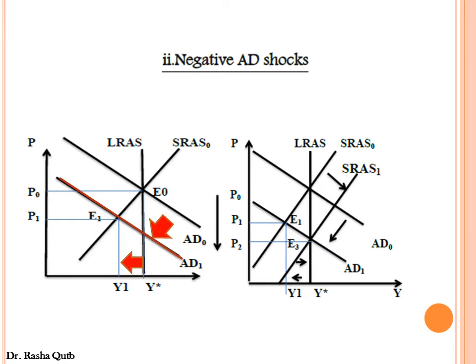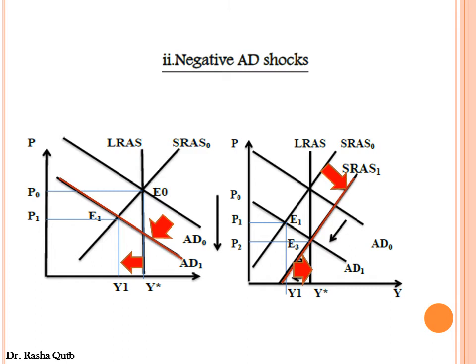The SRAS curve would shift rightward in this case, and the economy would return to the potential level of output, and the gap is removed at a lower price. What's important now is to know that in the long run, this negative aggregate demand shock would close the recessionary gap at a lower price with no effect on the national income.